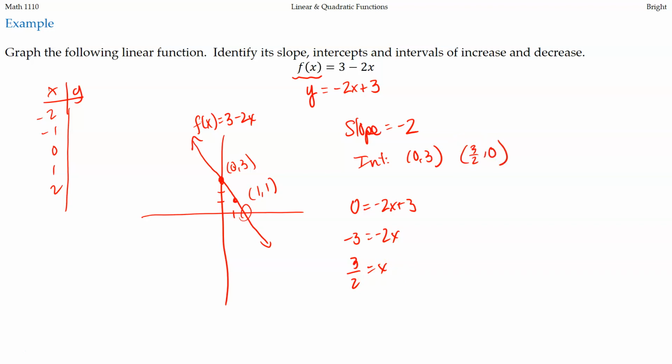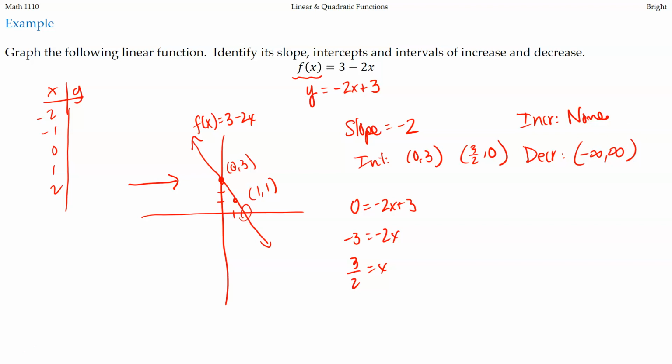Okay, and now in terms of intervals of increase and decrease, increase, well, is it increasing anywhere? No, it's falling all the time, so I'm going to say none here. And then decrease is going to be, you can see as you progress left to right, the graph is falling vertically, so that means it's decreasing on its entire domain of -infinity to infinity.